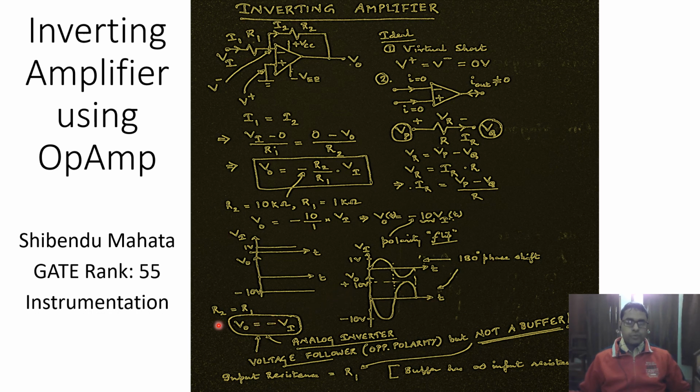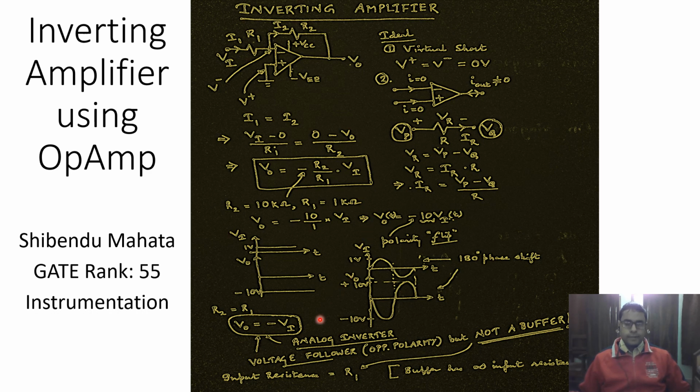Now what happens if we make both the resistances the same? We obtain V0 is equal to negative of Vi. So basically this is an example of an analog inverter. If you can fix both these resistances to be equal, then theoretically this becomes an analog inverter.